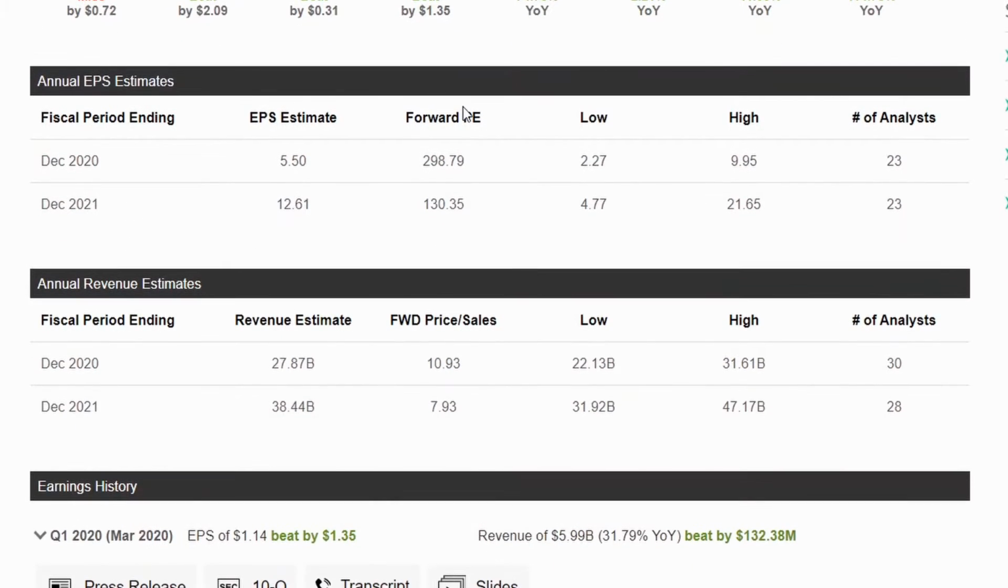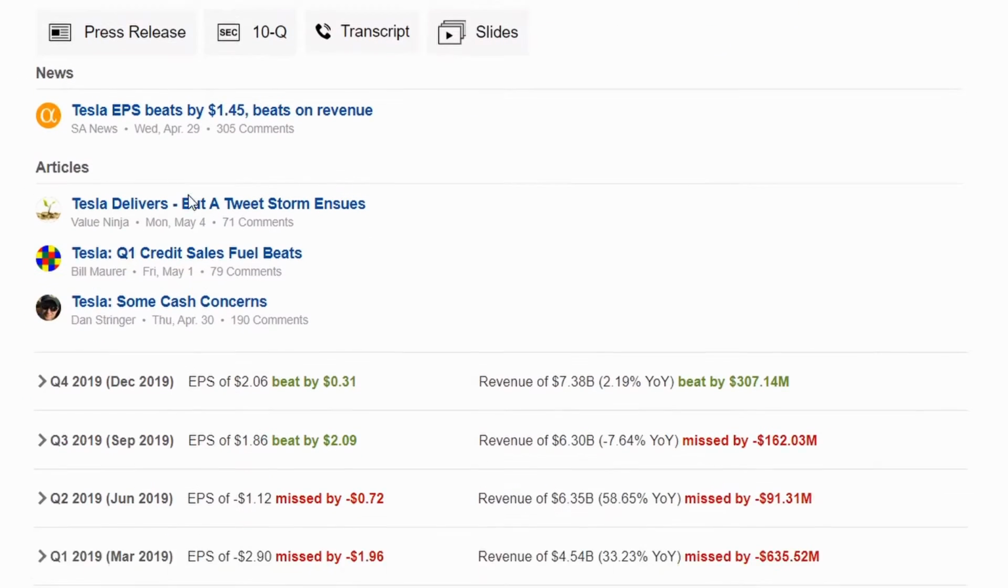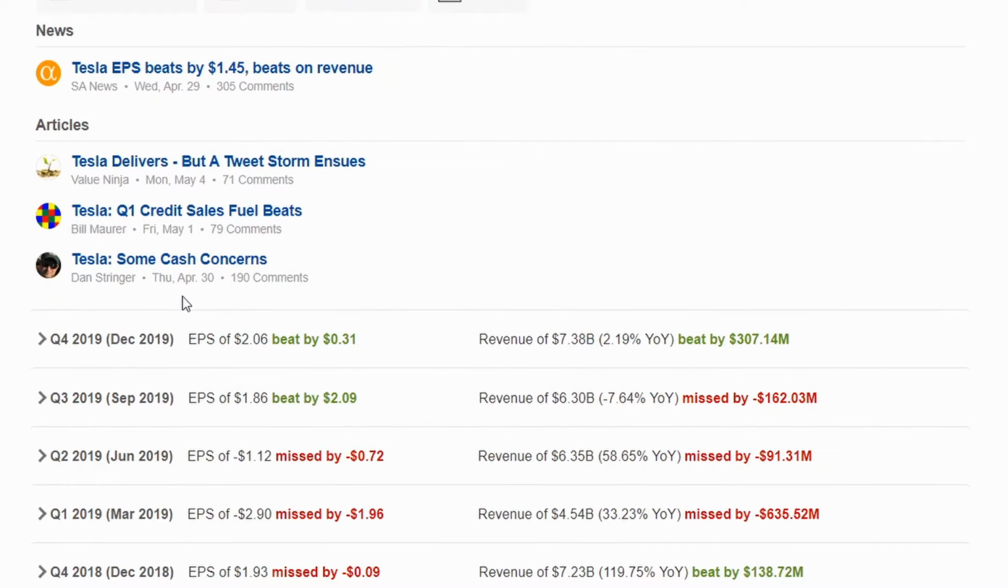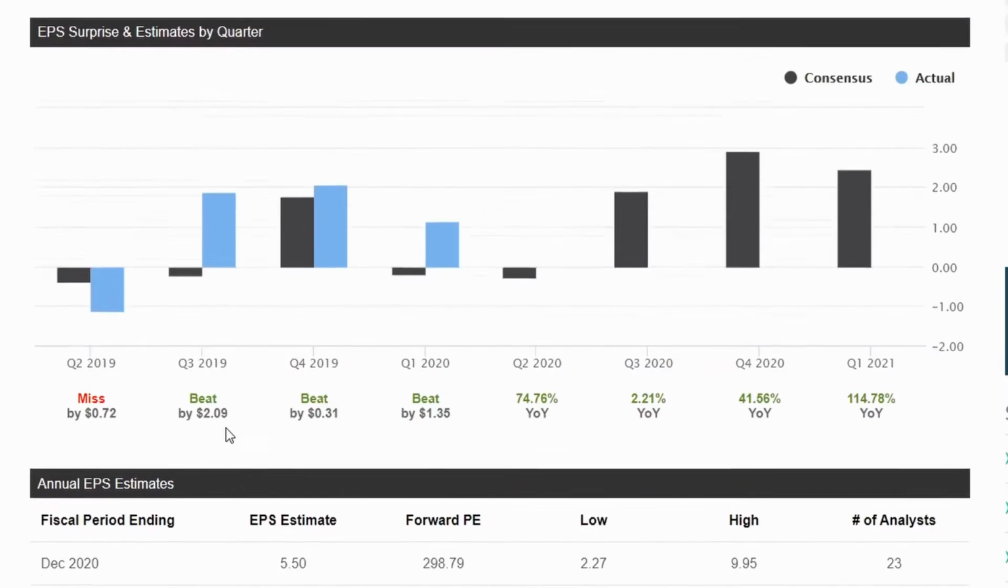And as we keep scrolling down, you see some more data. We have the annual EPS, annual revenues, and then down here, there's just some articles.